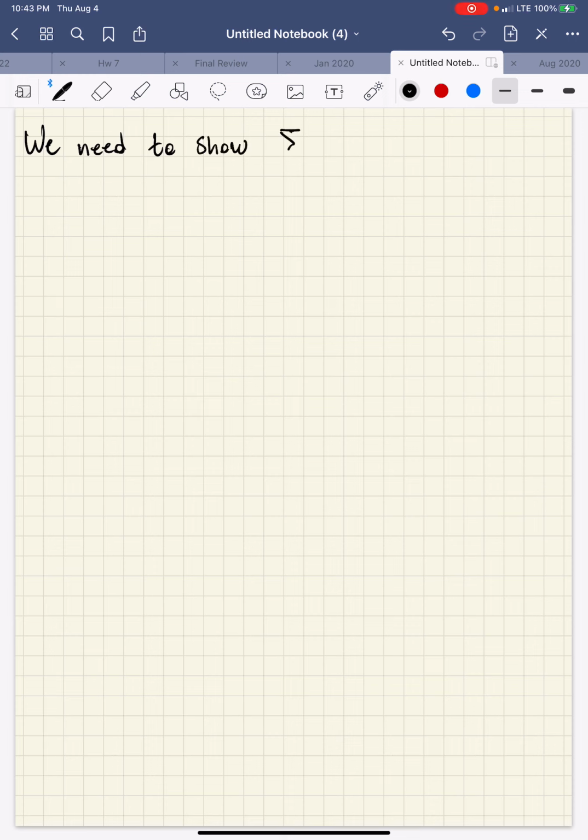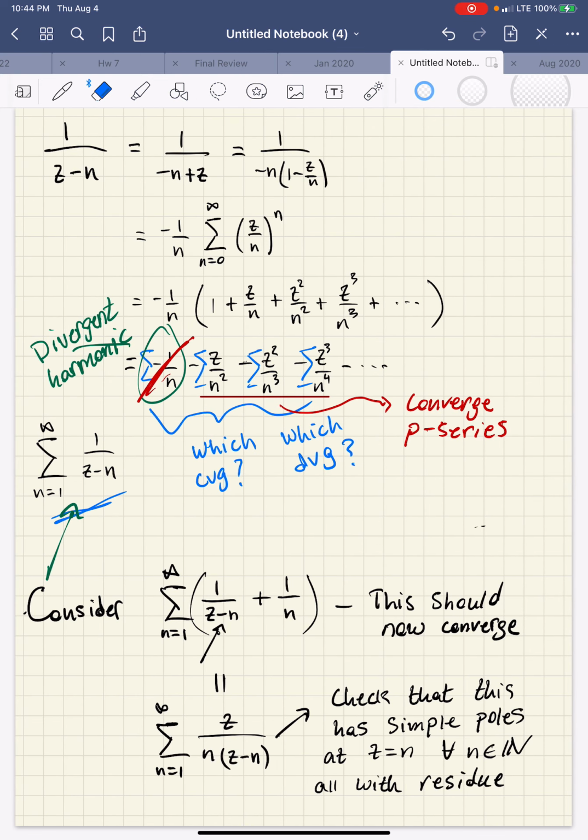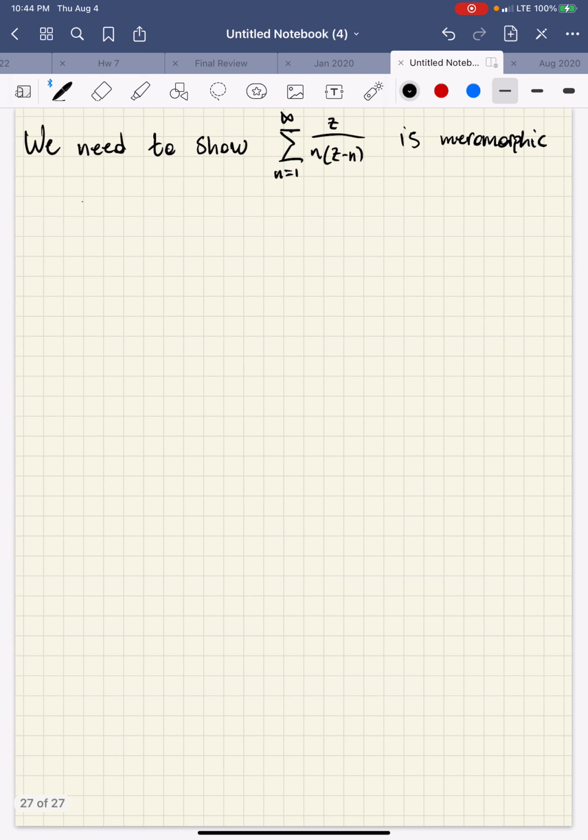that this series, n equals 1 to infinity, z over n times z minus n, is meromorphic. It's really just meromorphic, because I'm going to let you show that it has simple poles at z equals n for all n in the natural numbers with residue 1. So really all I need to show is that this does in fact converge outside of those singularities. The strategy here is basically to split this series.